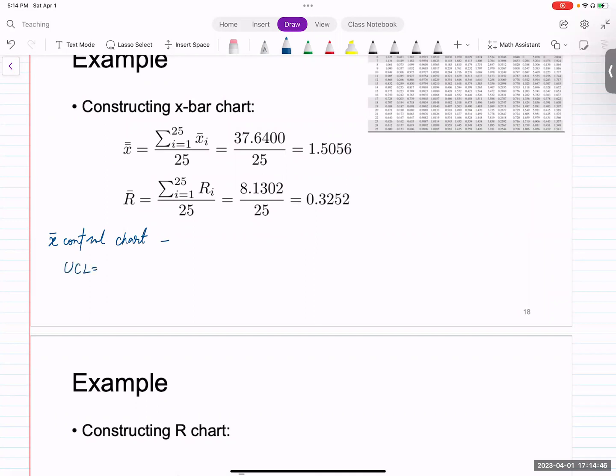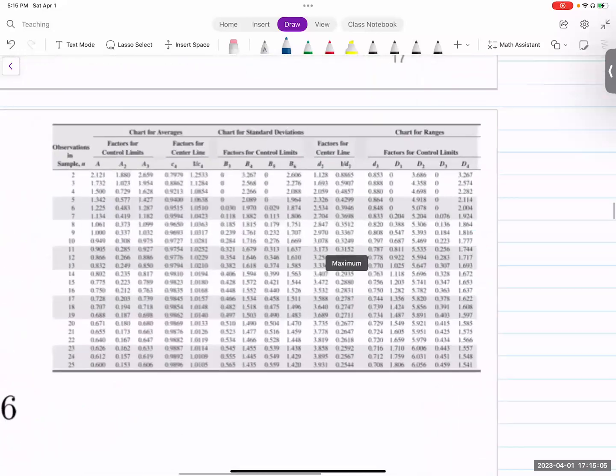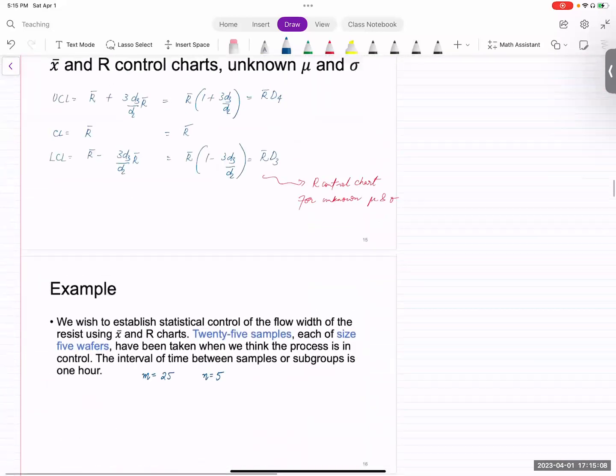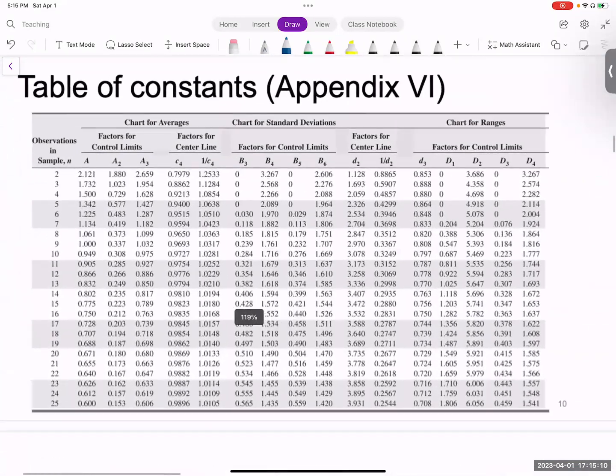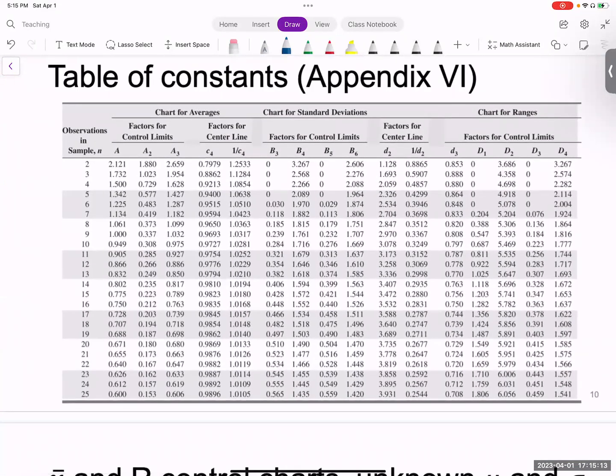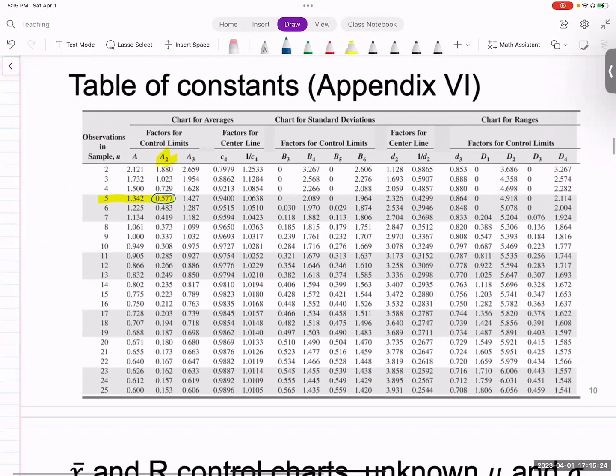The UCL is X double bar plus A2 times R bar. This is equal to 1.5056 plus we have to look at A2. A2 depends on the sample size n. n is 5. So if you look at appendix 6, let me go back to the clearer version. This is appendix 6, and you can see here on the second column, we have A2. We're interested in n equals 5. So your estimate of A2 is 0.577.